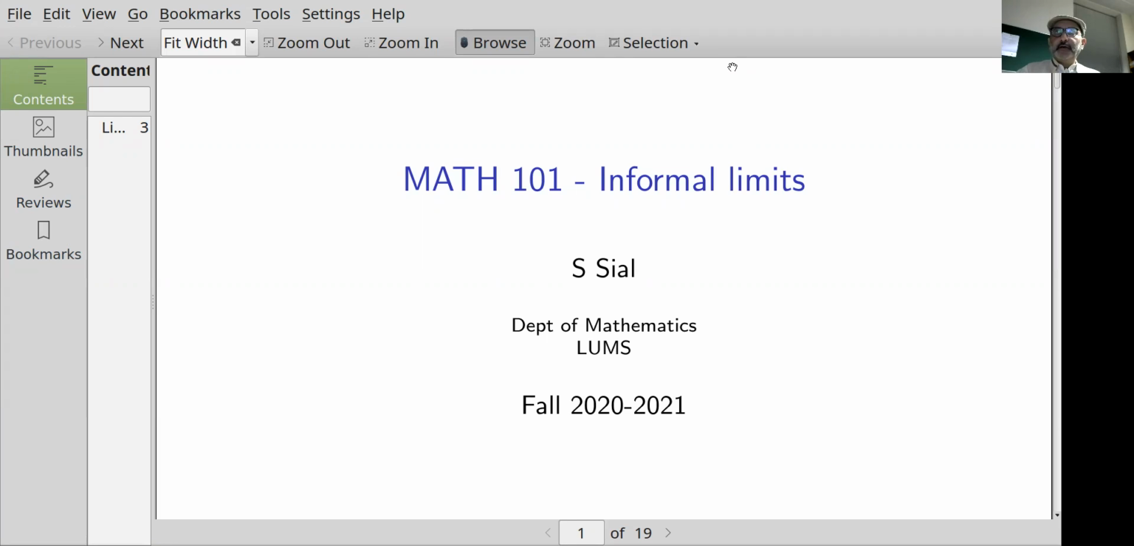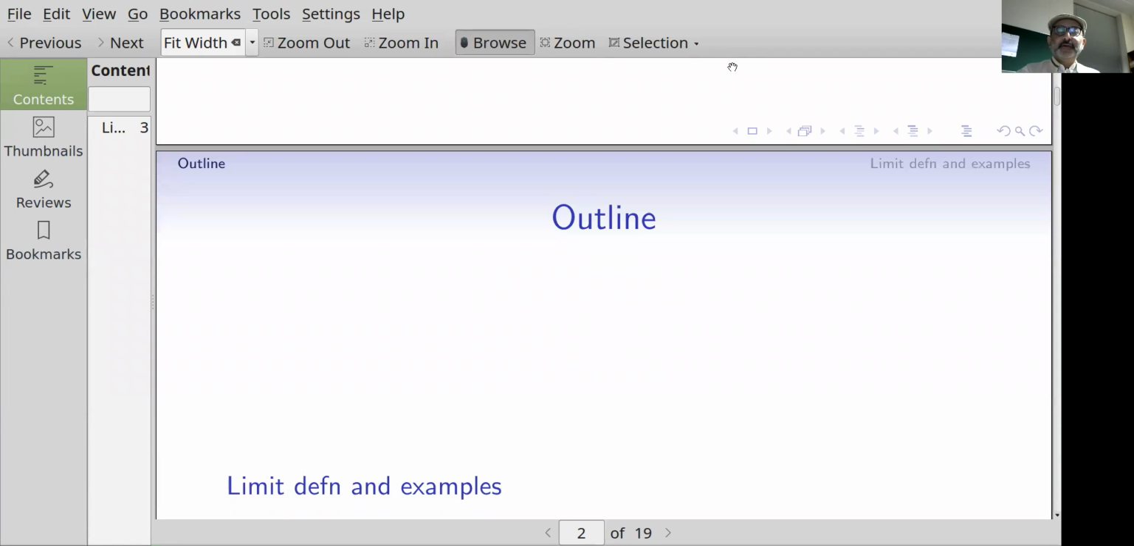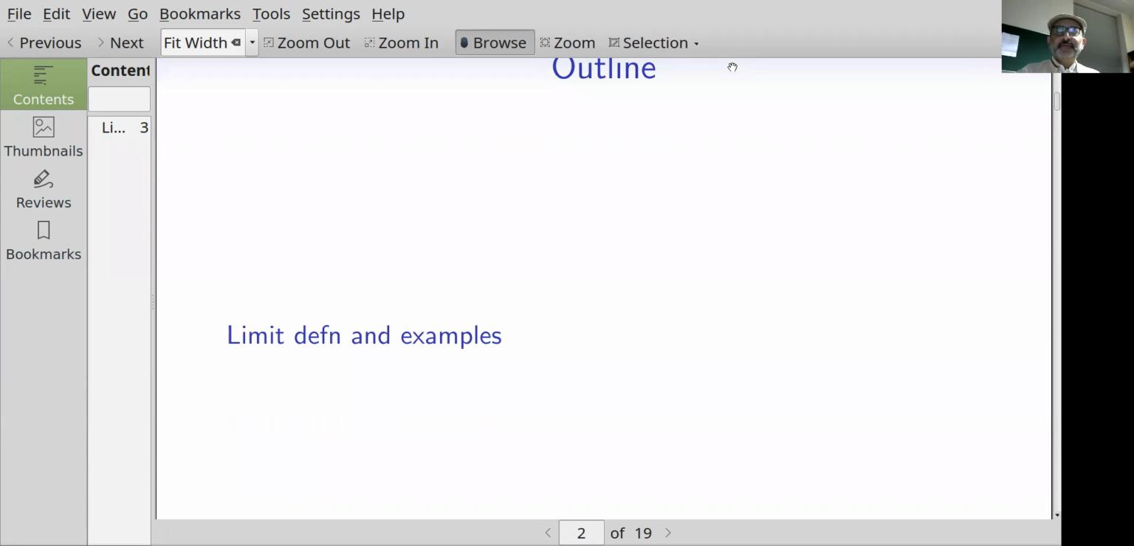Okay, so now that we have discussed functions, we can discuss limits of functions. So we begin our discussion of limits. This will take a few lectures. We're going to do the definition, what we mean by a limit, or at least informally what we mean by a limit, and then we're going to take a few examples of limits.